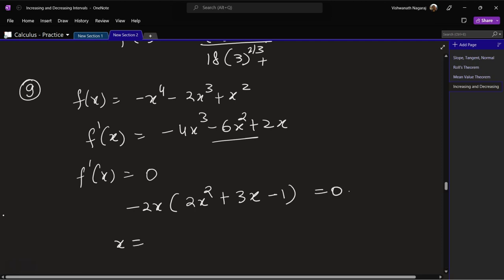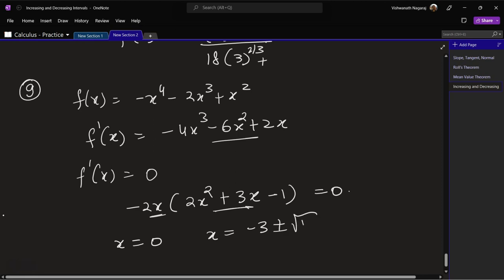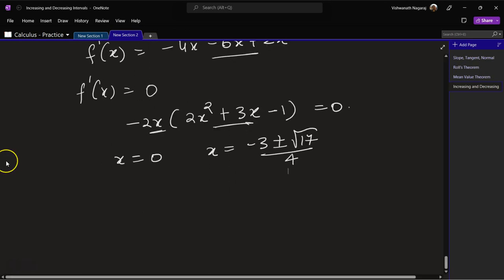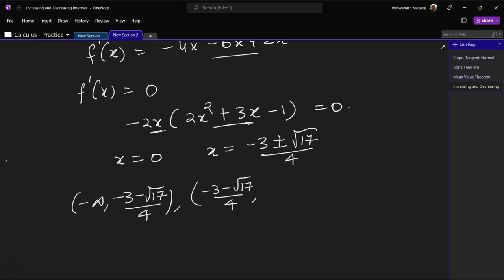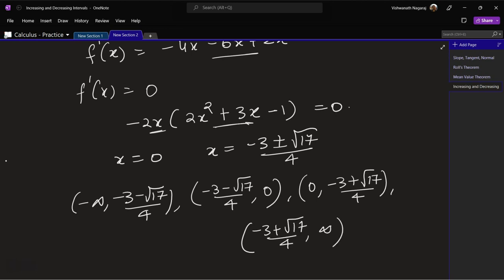So which means x equal to 0, and when we solve this we get x is equal to minus 3 plus or minus square root of 17 by 4. Okay, so the intervals are minus infinity to minus 3 minus square root of 17 by 4. The next interval is minus 3 minus square root of 17 by 4 to 0, and then from 0 to minus 3 plus root 17 by 4. From minus 3 plus root 17 by 4 to infinity.